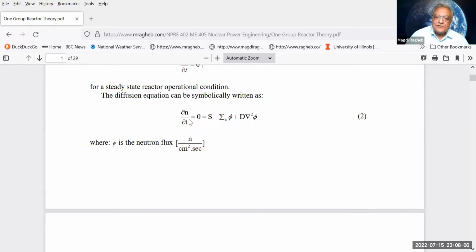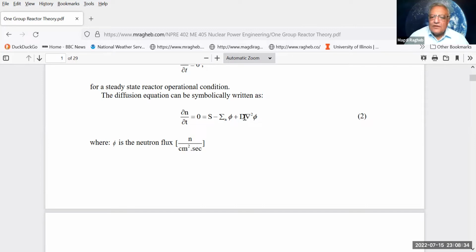So ∂n/∂t is equal to 0. S is the source of neutrons, minus Σ_a φ, the flux times the absorption cross section. This would be the absorption rate density. We said that should be minus, minus. Remember, this term here is a plus. It's a loss term because that represents the leakage from the surface of the reacting medium.